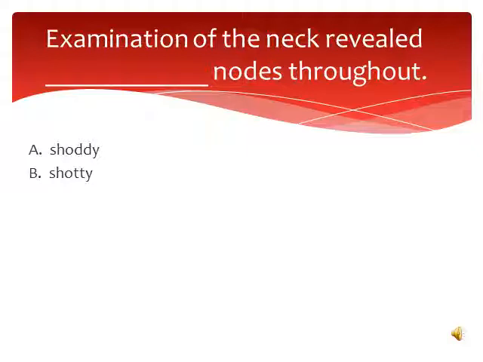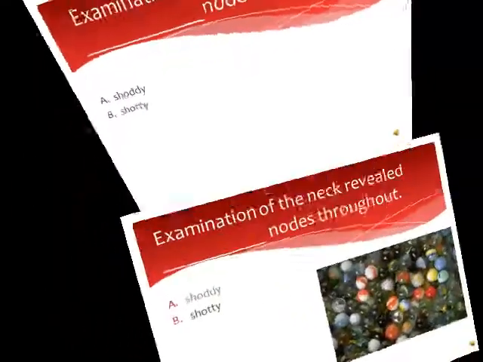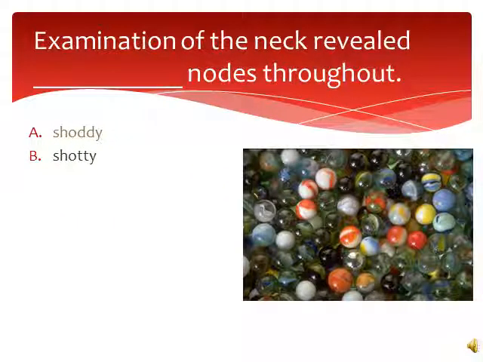How about this medical term? Examination of the neck revealed shotty nodes throughout. Which shotty is correct, A or B? Go to the next slide when you're ready. This answer might actually surprise you. I know it did in my face-to-face class. It is B, shotty, S-H-O-T-T-Y. Shotty, resembling buckshot or lead shot that's used like in gunshot shells or BBs. That's what we're talking about here.